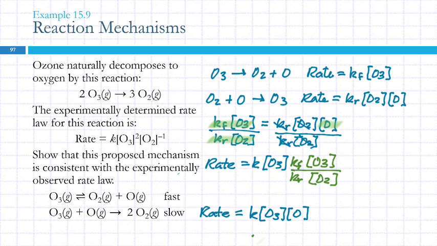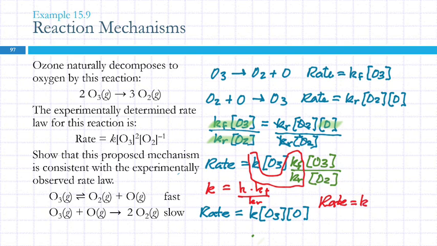And then we're going to use a new rate constant that clumps all of these together. So K, the red K, is equal to K times KF times KR. And so the rate is equal to a rate constant times, okay, let's combine some things here, O3 times O3 would be O3 squared divided by O2.